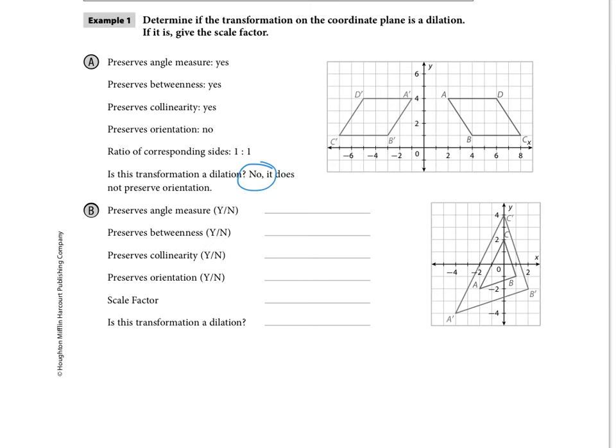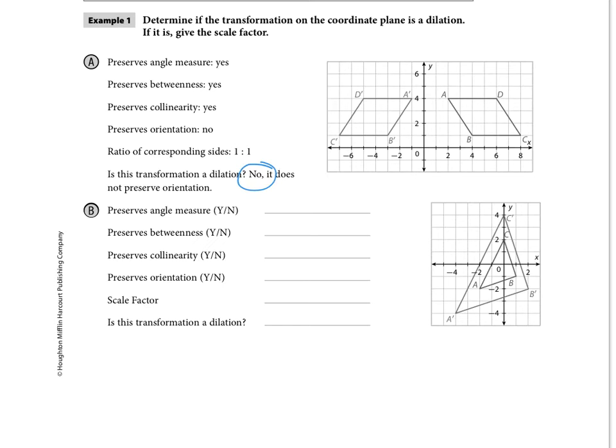But just in case you were wondering, the ratio of the corresponding sides is 1 to 1. Don't let that confuse you. That would have been true for a congruence transformation, but if we get a no, then we go straight to it being a no, it's not a dilation.